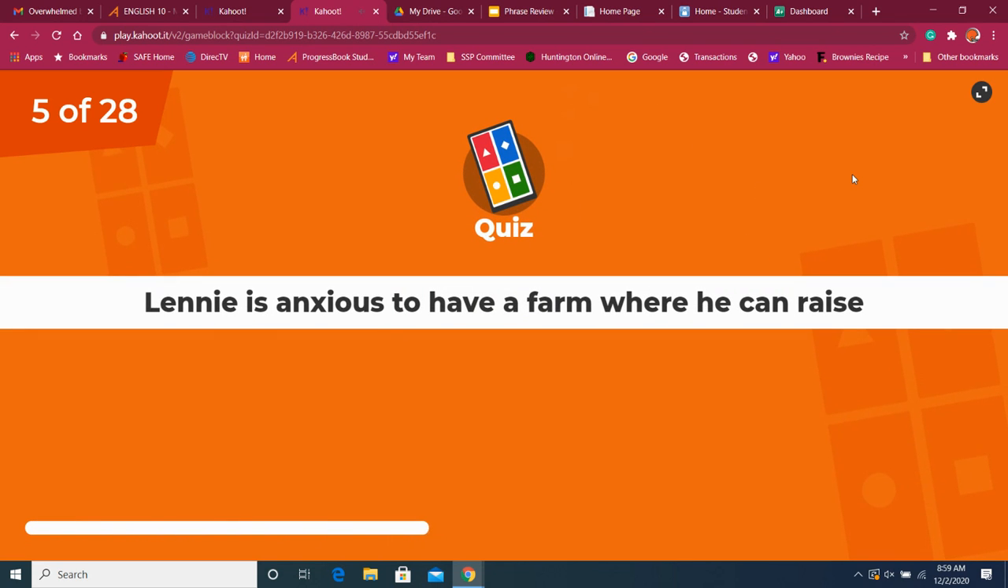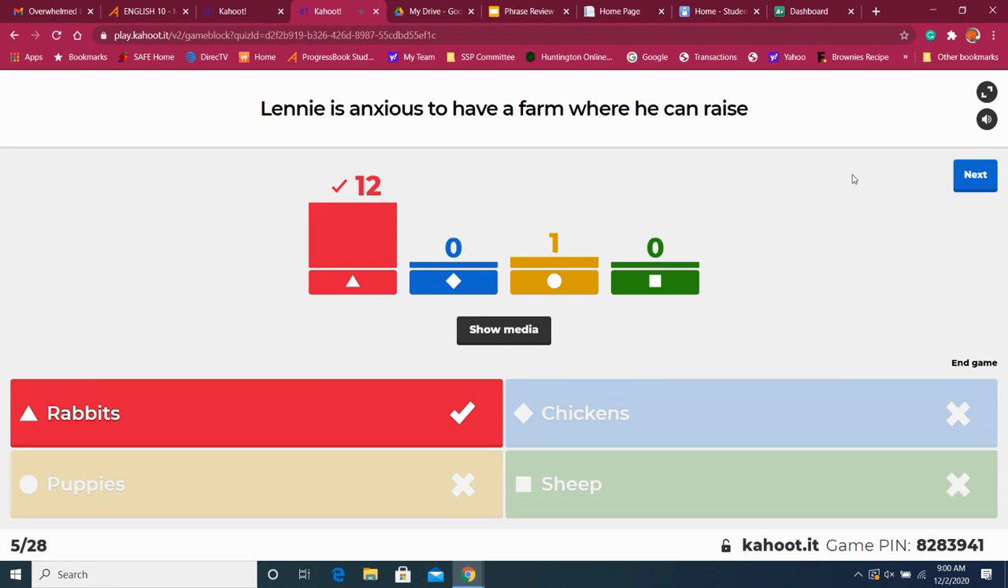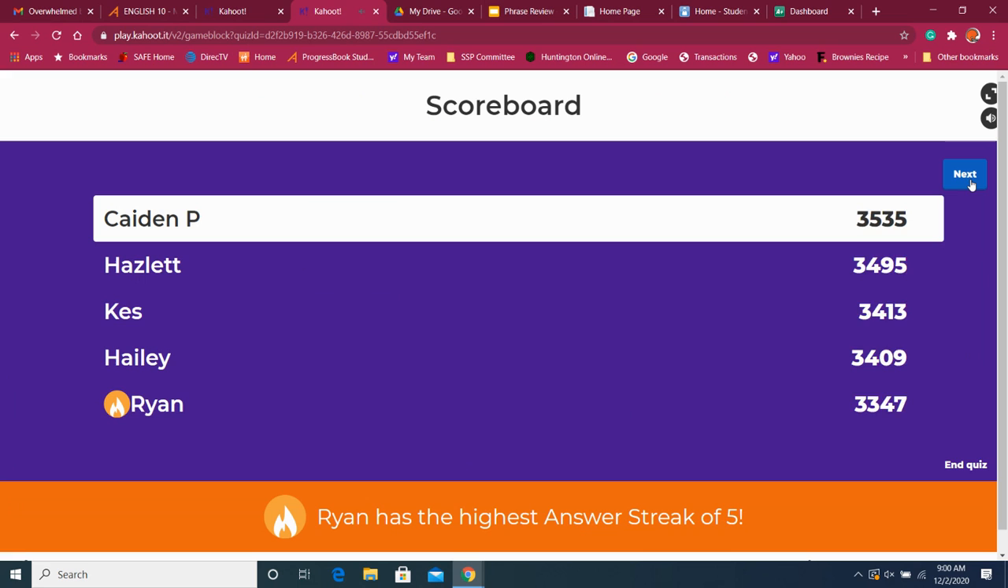Caden up there. Lenny is anxious to have a farm where he can raise rabbits, puppies, chickens, sheep. Yeah, that would not be, yes, don't put that. Rabbits. Yes. He keeps on talking about the rabbits. So, yes. Okay.